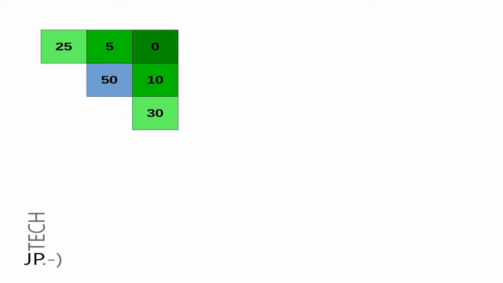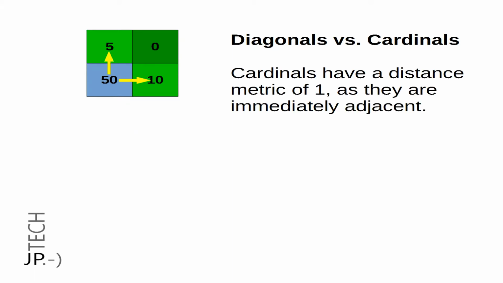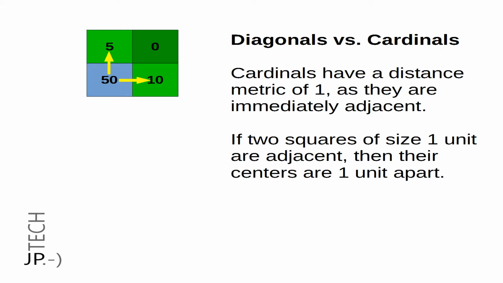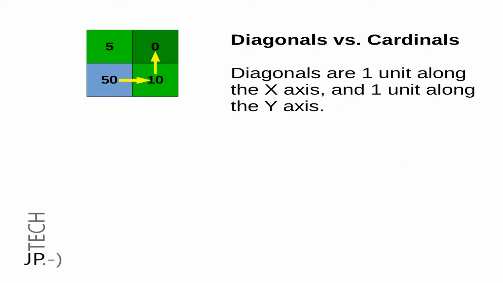Going back to our cell and its neighbors, before we dive into the calculations, we have to tackle one more technical problem: diagonals versus cardinals. Cardinals have a distance metric of 1 as they are immediately adjacent. What this means is that if two squares of unit 1 directly touch, then their centers are 1 unit apart. However, diagonals are 1 unit apart across the x-axis and 1 unit apart along the y-axis.